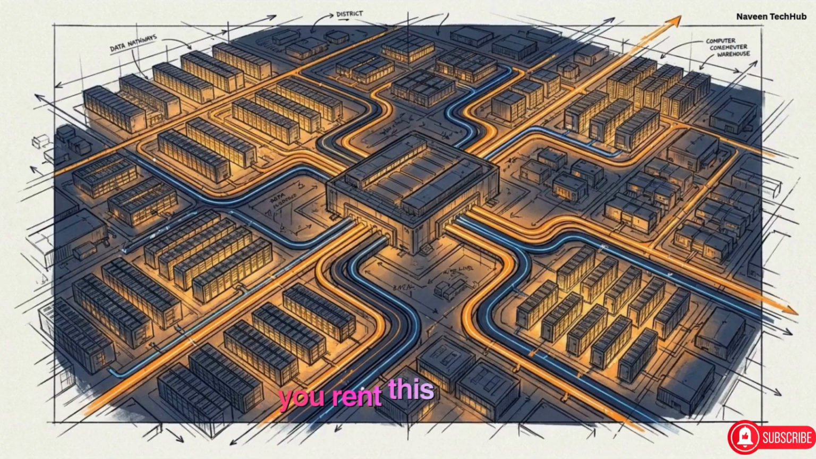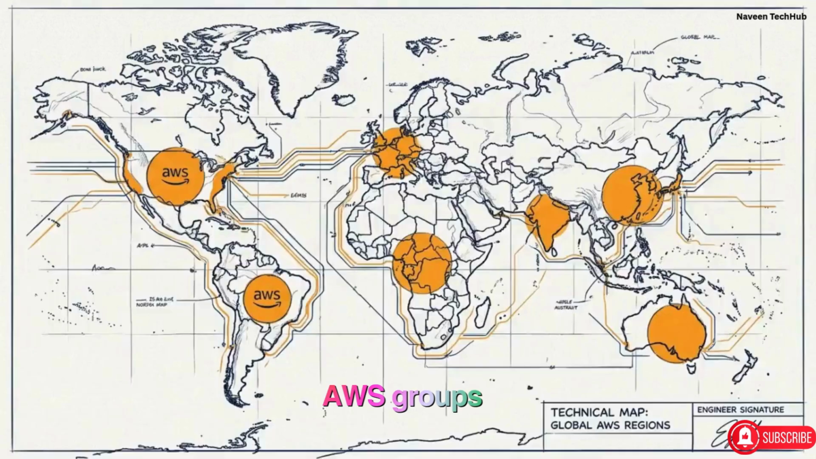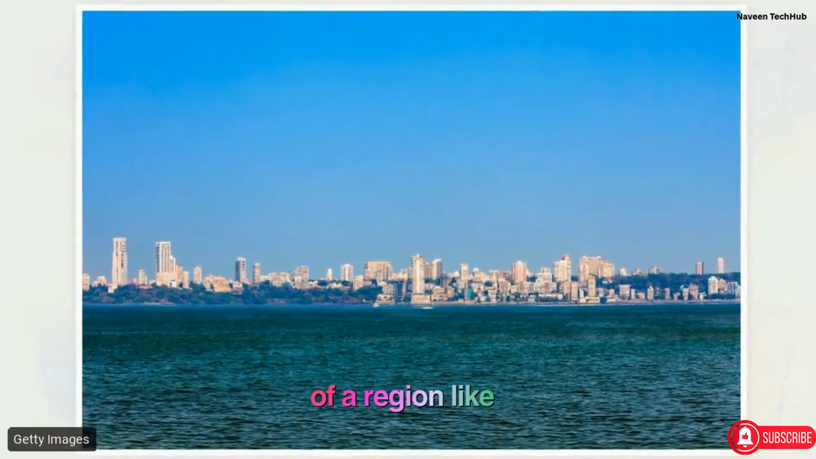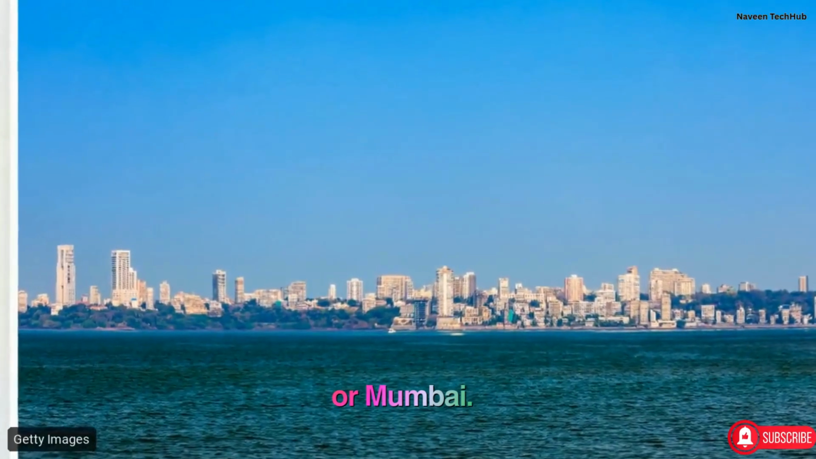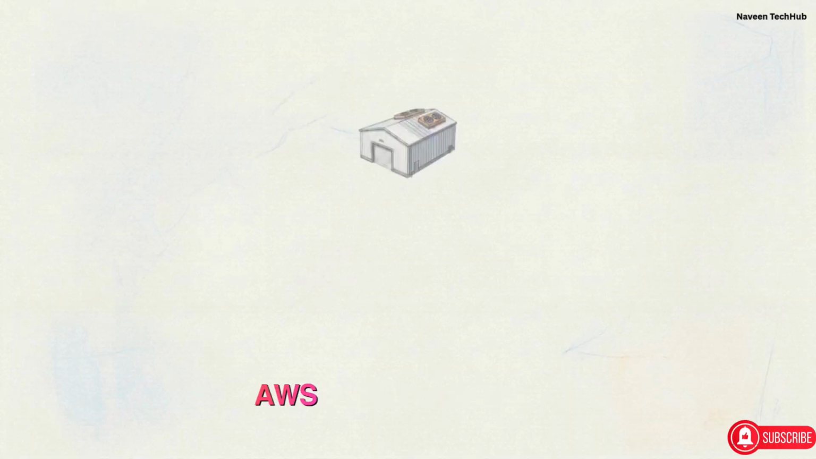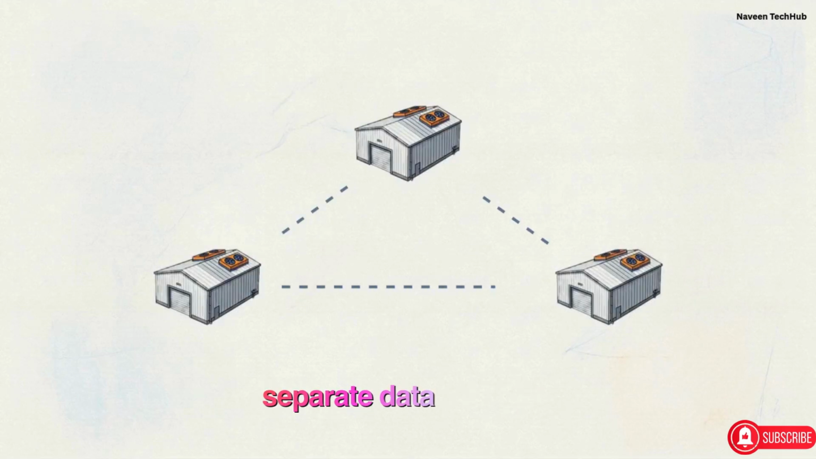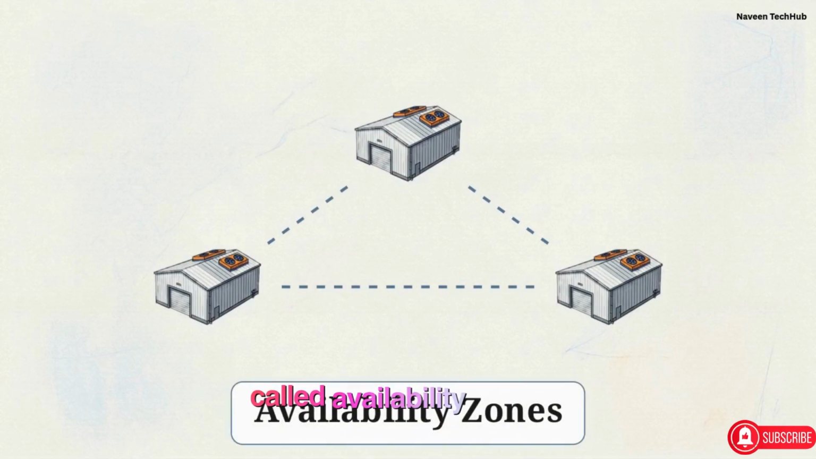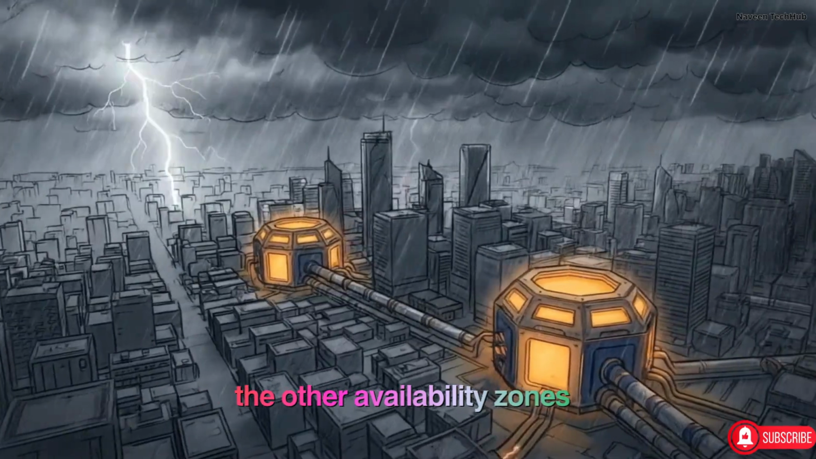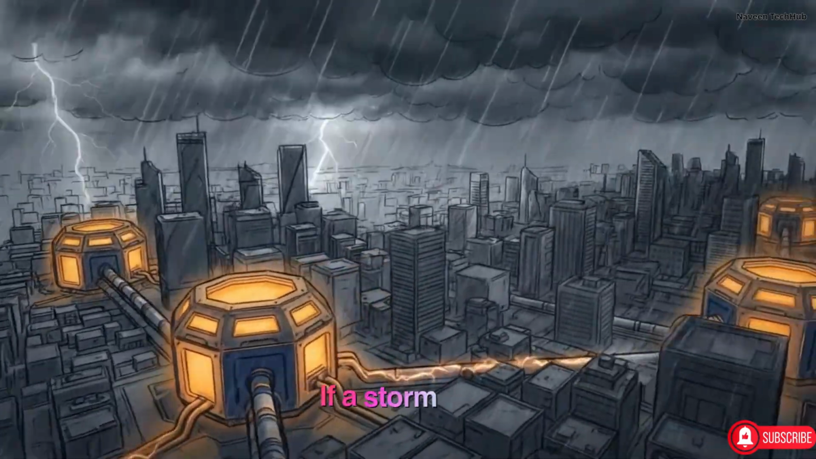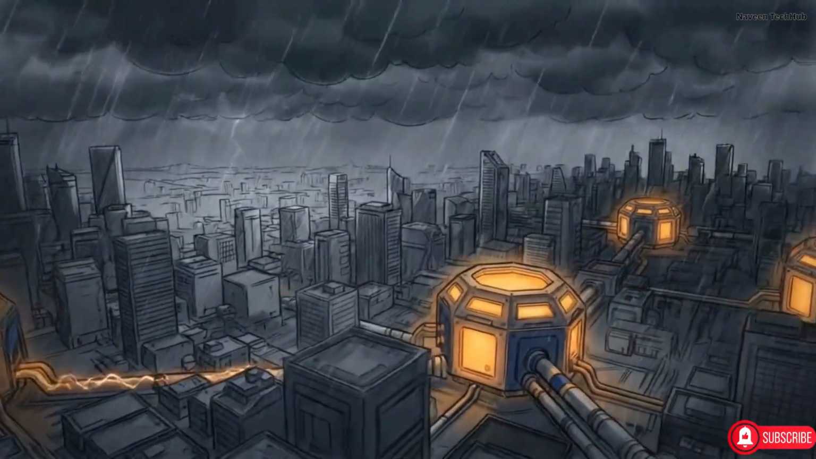To understand how you rent this power, let's look at how Amazon actually organizes its computers. AWS groups its massive buildings full of servers into broad, global geographic areas called regions. You can think of a region like choosing the city where you want to build your digital business, such as London, Tokyo, or Mumbai. Inside each of those cities, AWS operates multiple, separate data centers spaced miles apart, called availability zones. If a storm knocks out one facility, the other availability zones keep your application running smoothly because they run on completely independent power and network lines.